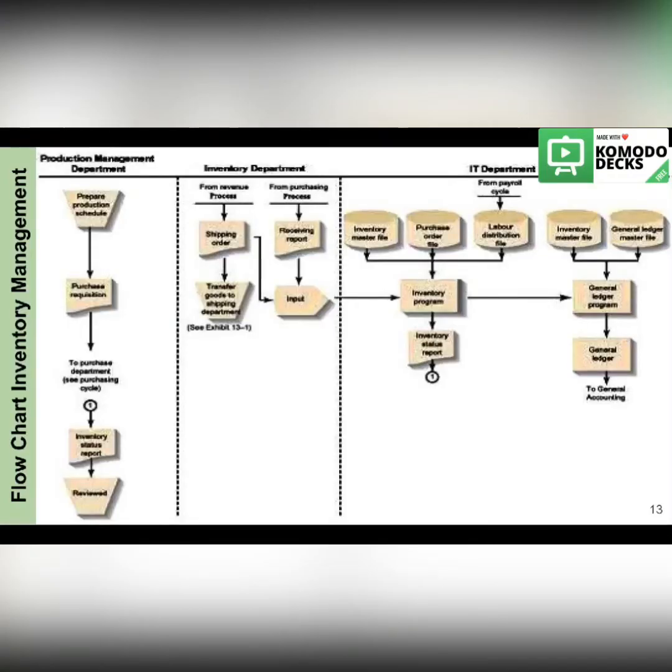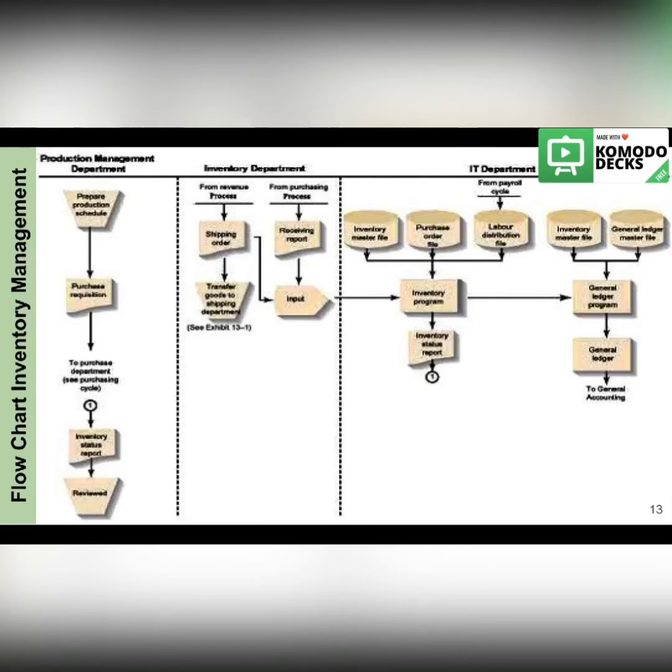Okay, for the flow chart, we start with production management departments. We prepare the production schedule. The production schedule is normally prepared periodically based on the expected demand for the inventory product. And then we go to purchasing requisitions. In the inventory department, for the revenue process, there are shipping order and transfer of goods to the shipping departments.